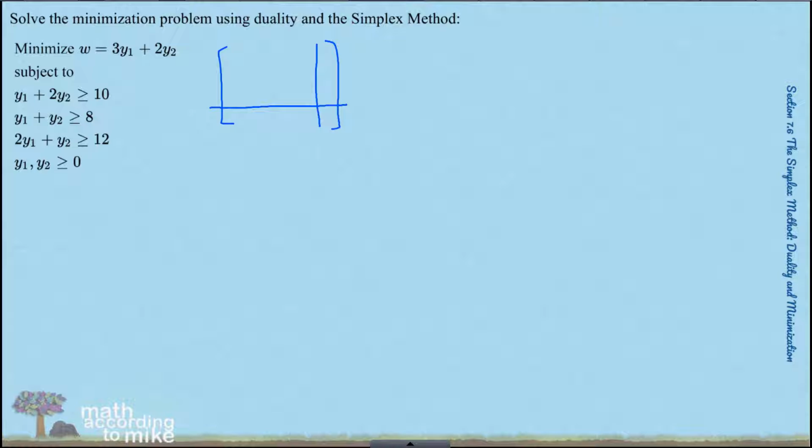The first rows above the horizontal line are your functional constraints. So in this case, 1, 2, 10, 1, 1, 8, 2, 1, 12, and your last row is your objective function, 3, 2, and you'll see the book put a 0 here. It doesn't matter what you put in that bottom right.